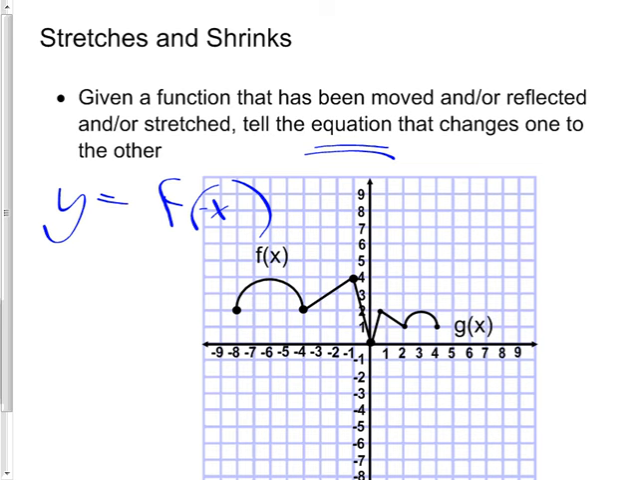You get how I can tell that? This height here used to be 4, and here it only goes up to 2. Half as tall. How do I do that? Half on the outside. Very good. And then look at this. It used to be how wide? 8. And now how wide is it? 4. It got half as wide. So you don't put a half on the inside. Put a 2 on the inside. We already had the negative there, so don't forget that.